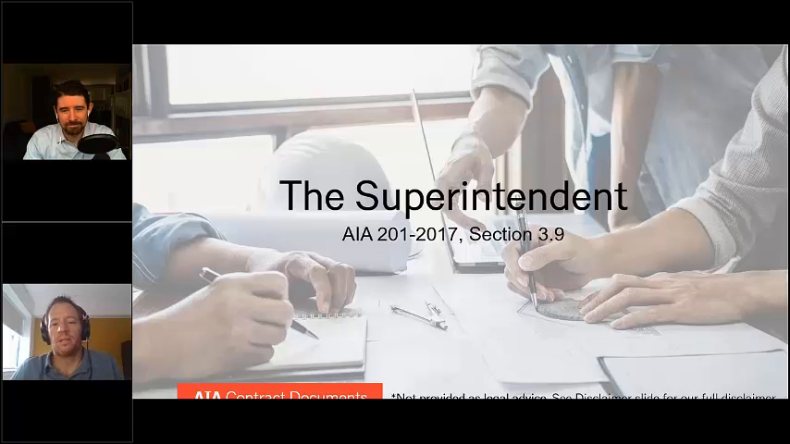So let's talk about the contractor superintendent. As Jimmy mentioned, you're going to find the requirements of the contractor superintendent in Section 3.9 of the A201. As always, if you're using our abbreviated A101 or A105 documents as the owner-contractor agreement, the superintendent requirements might be slightly different than what you'll see in this video. So take a look at the specifics of those contracts if you're using them.